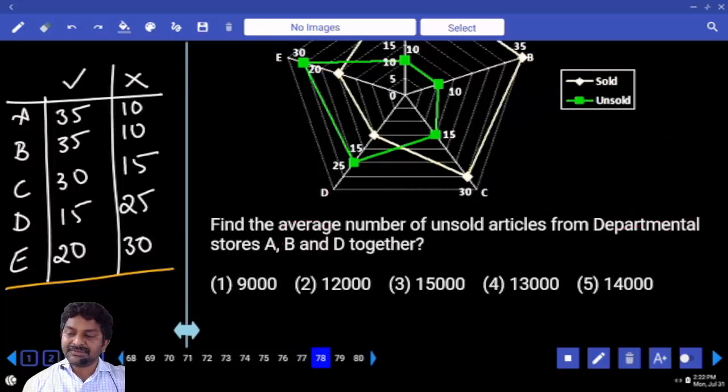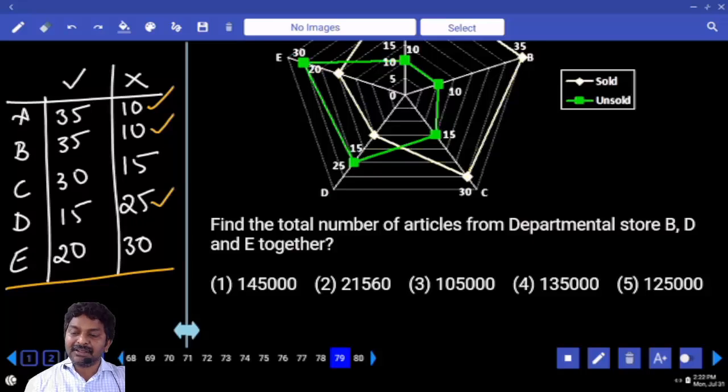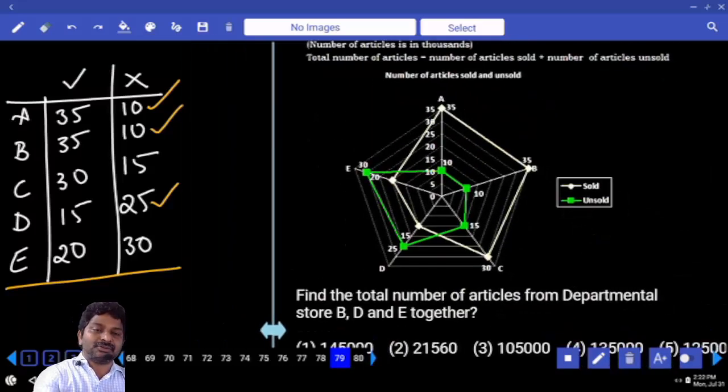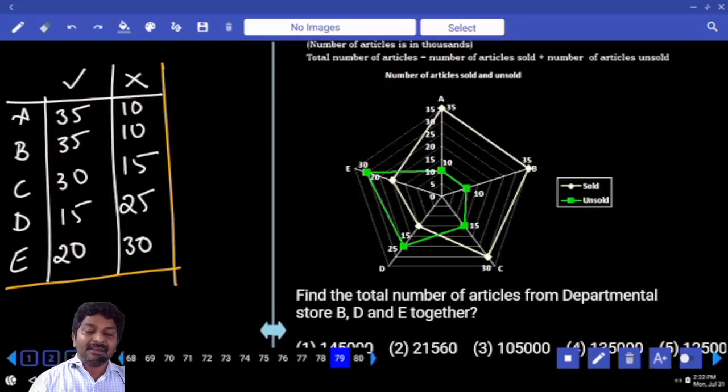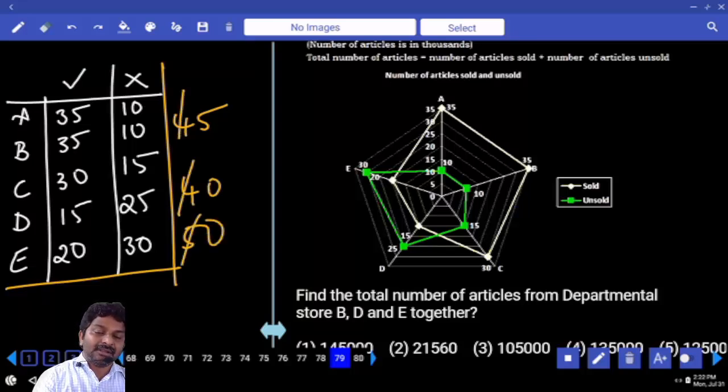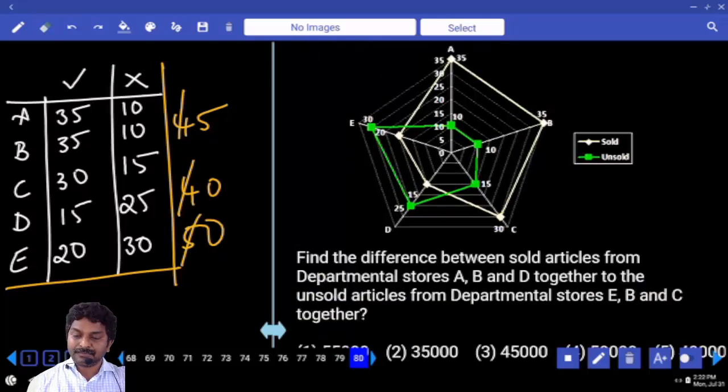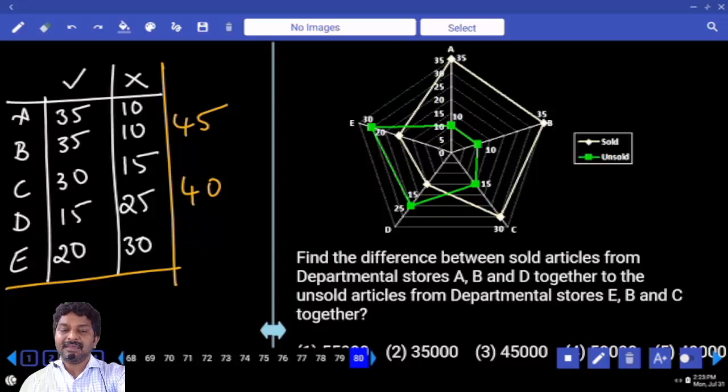Average number of unsold articles from departmental stores A, B, D. 45, average by 3 only, 15,000. Find the total number of articles from departments B, D, E together. Total number of articles means sold and unsold both together. For B, D, and E: 40, 40, 80, 50, 130 plus 5, 135,000 only. Fourth option.